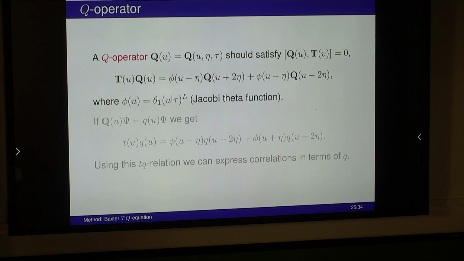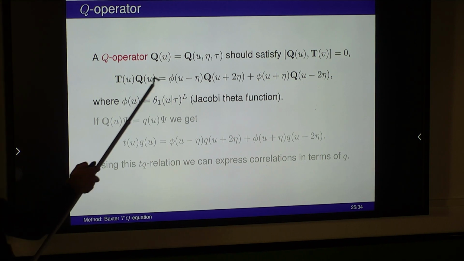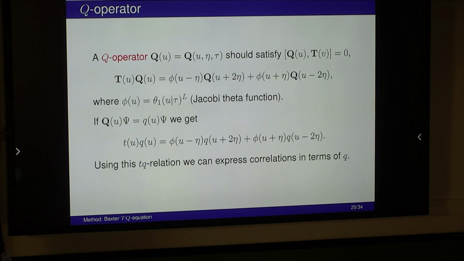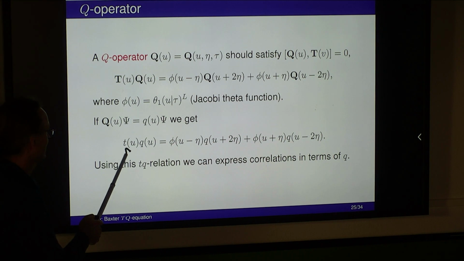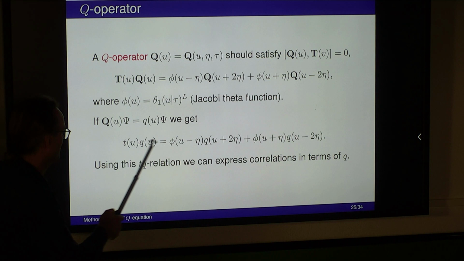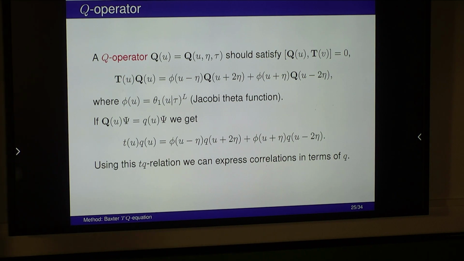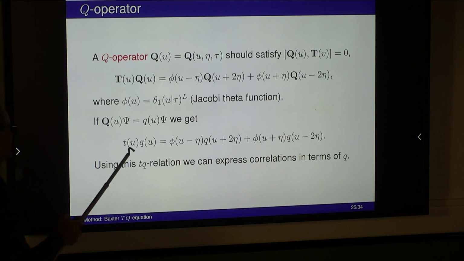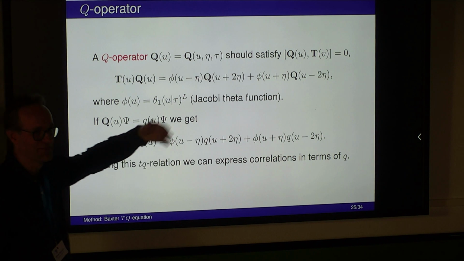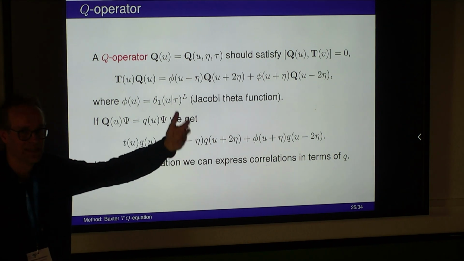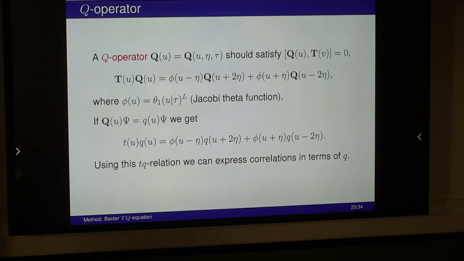So if you believe that such an operator exists, then you could evaluate this at the eigenvector and get the corresponding relation between the eigenvalues of the transfer matrix T and the Q operator. Using this relation, I can transfer that to some expression involving the eigenvalue of the Q operator.